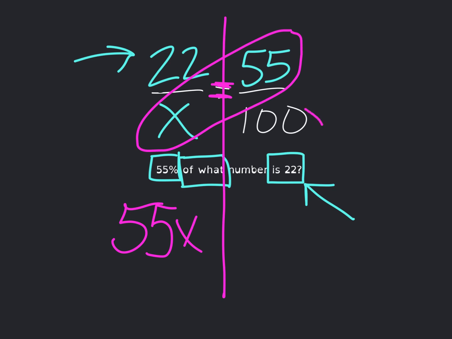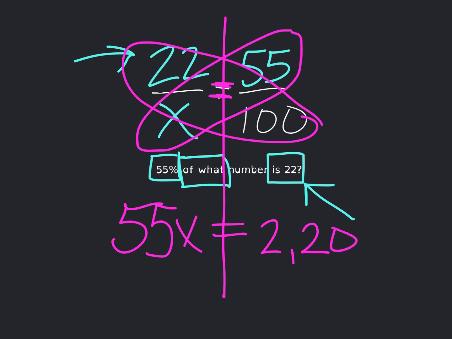And then I'm going to cross multiply the other way, and that gets me 2,200. Okay, so that was step 3. All I did was cross multiply. Cool. One answer goes on one side of my equation. The other answer goes on the other side of the equation.